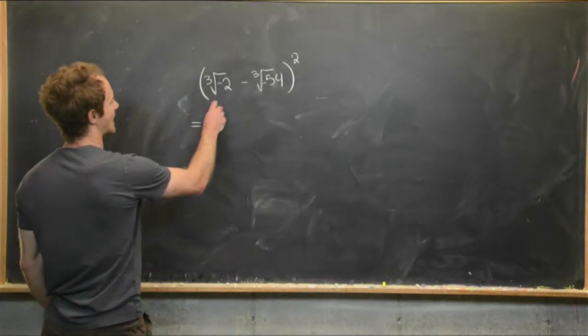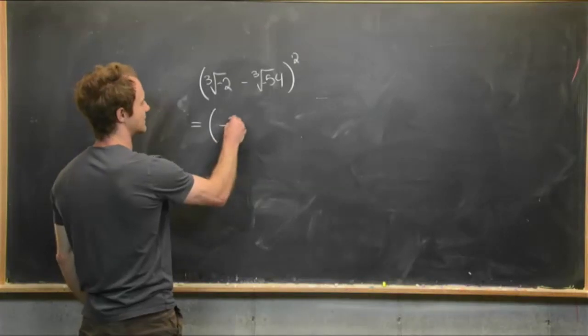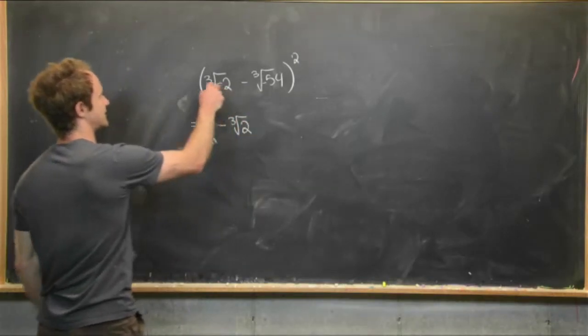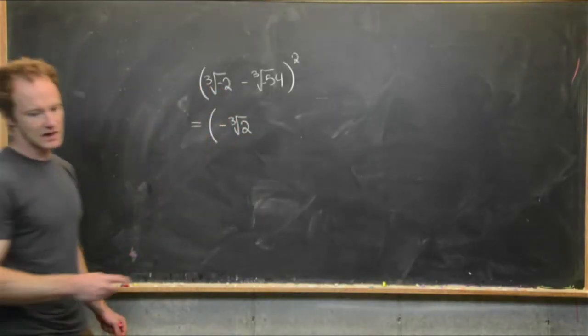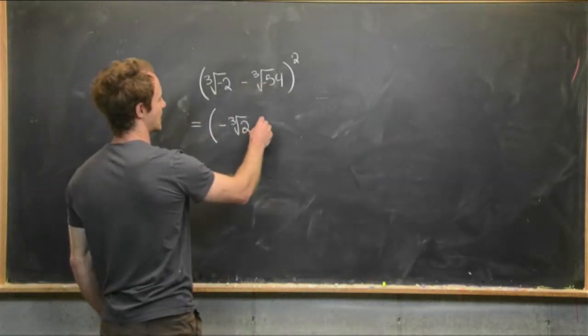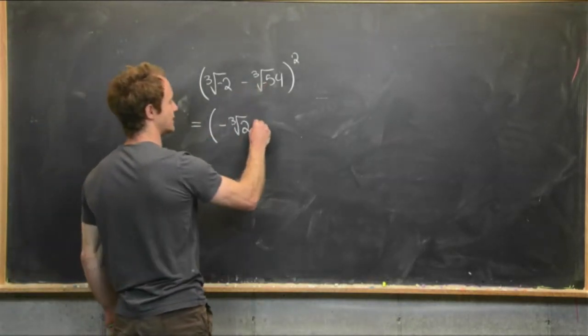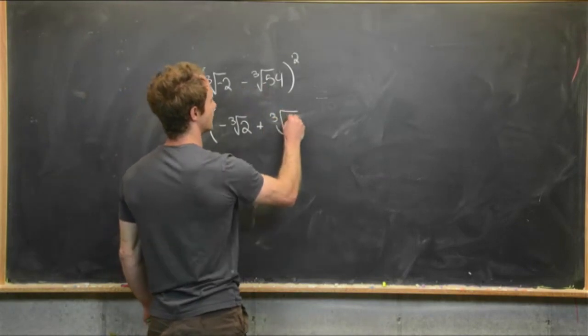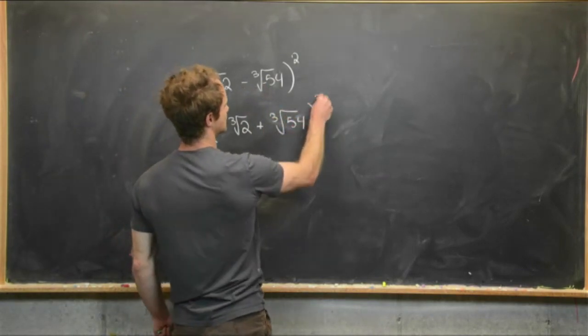So if we do that, that's going to give us negative the cube root of 2. So we just factored the minus sign out. And then here we'll factor the minus sign out, and that'll cancel this one. So it'll be plus the cube root of 54 squared.